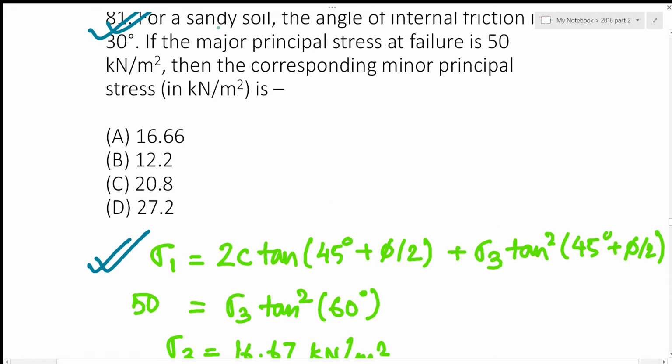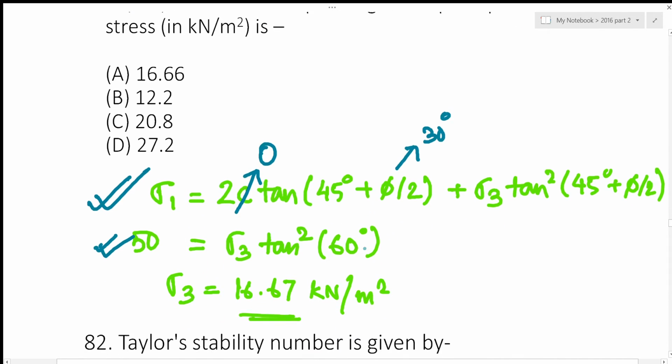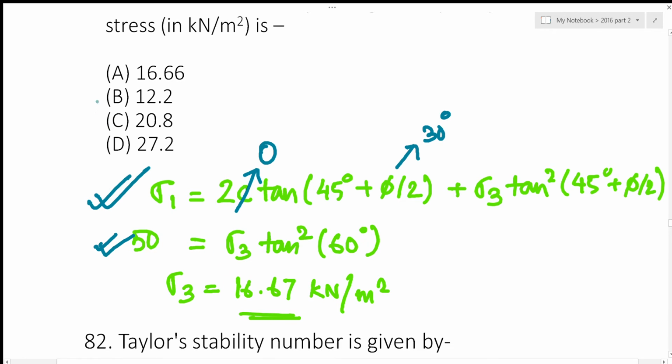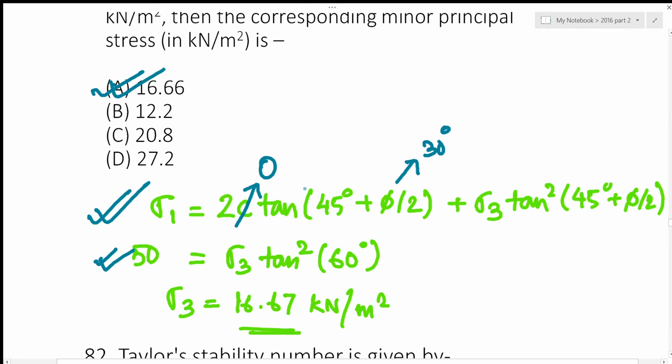Since this is a sandy soil, this part C becomes 0. So you just replace the values. 50, which is the major principal stress, is equal to sigma 3 tan square(45 plus phi by 2), where phi is 30 degrees. So tan square 60. So the answer comes out to be sigma 3 is equal to 16.66 kilonewton per meter square.